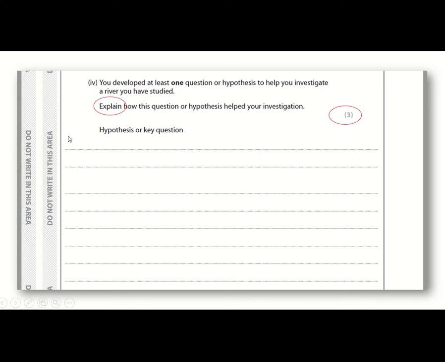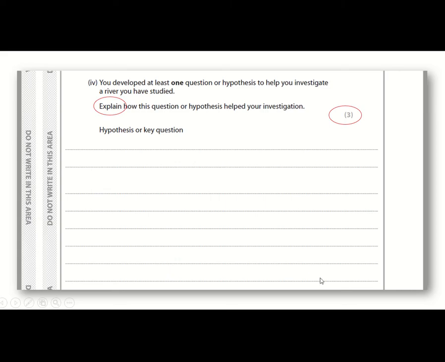So you need to actually write one of the hypotheses here. You don't get any marks for it, but you need to write it. And the reason you need to write it is because you then need to explain underneath how that helped your investigation. How did thinking that discharge would increase downstream help us find out whether the Swannington Beck links to the Bradshaw model? Okay, so that's how you explain this.